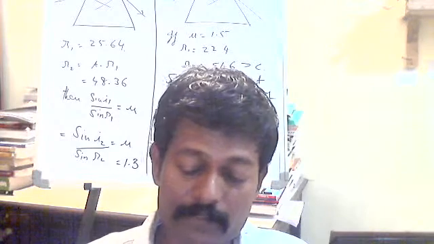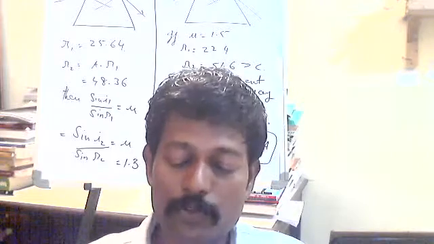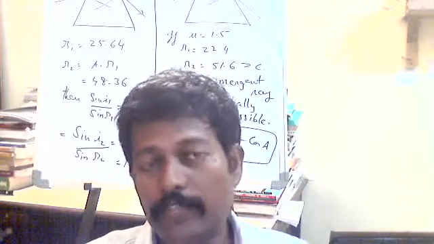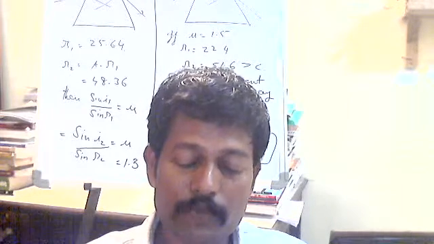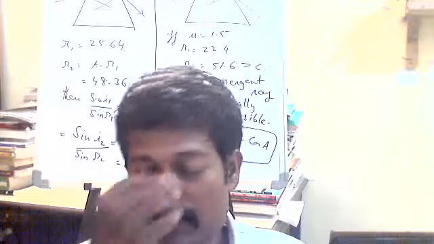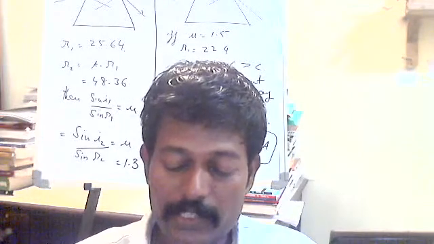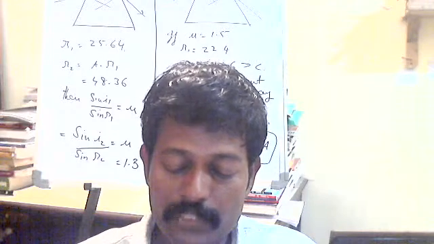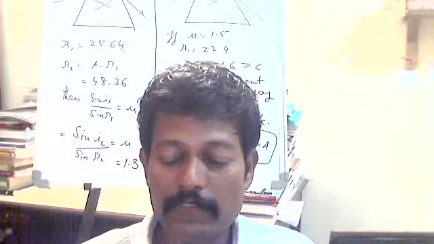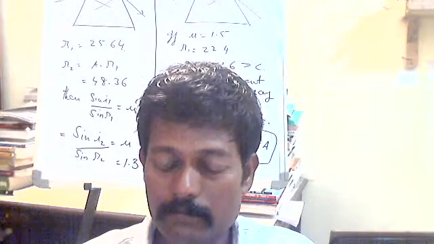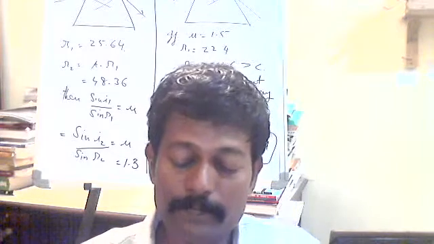The next reason is, suppose the student has chosen, say, 1.5 as mu, and he calculates R1: sine 35 by sine R1 equal to 1.5, from which he gets R1 as 22.4. He gets R2, that is A minus R1, which is 51.6, and he finds that it is more than the critical angle. Critical angle comes to 42 after calculation.